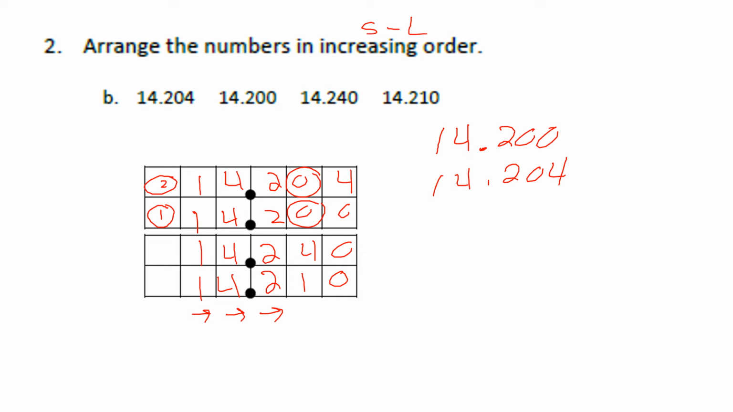Now I'm back to these two. We have a 1 and a 4. So the 1's going to be next for number 3, which is 14 and 210 thousandths. And that leaves 14 and 240 thousandths as our number 4.